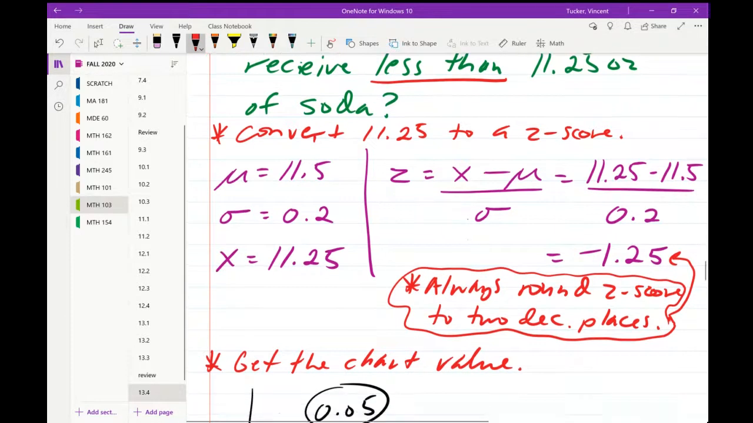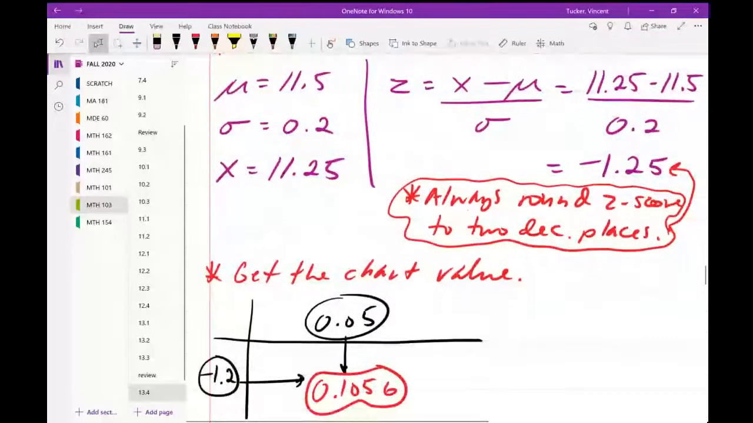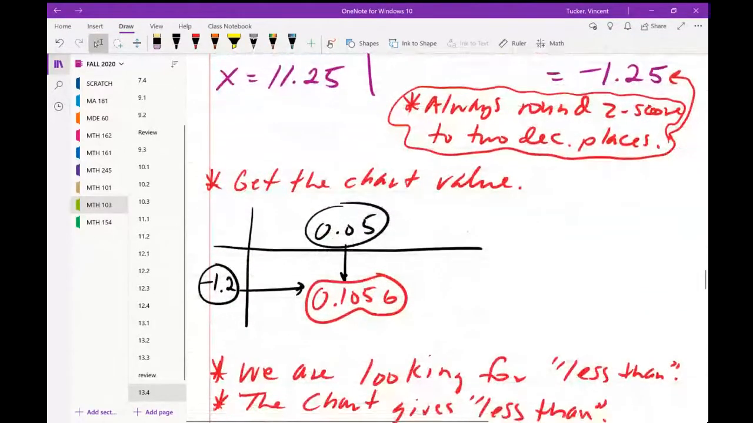Now, once you get your z-score, you go to the chart. I would go to the chart, but I just got kicked out, so I don't want to risk that again. So what you would do is go to the left column for negative 1.2, and then to the top row for 0.05. And they will meet at 0.1056.